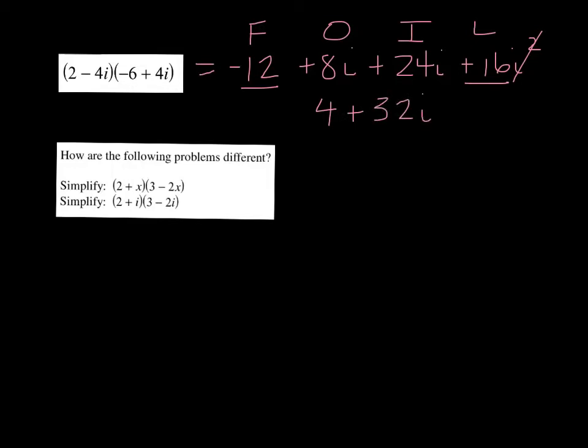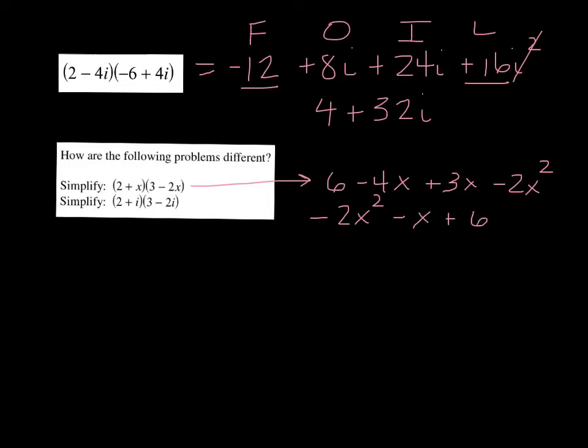All right, so this is a good example of looking at how these two expressions are different. Let's look at what happens when we FOIL this one. So first 6, outer minus 4x, inner plus 3x, and last minus 2x squared, which simplifies to negative 2x squared, if we put it in standard form here, minus x plus 6.